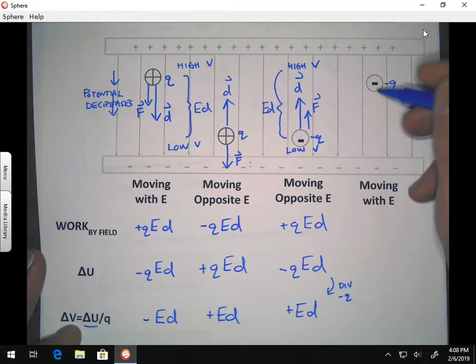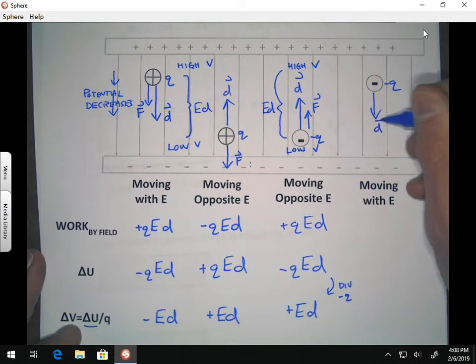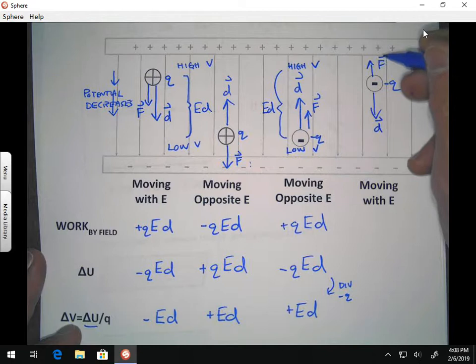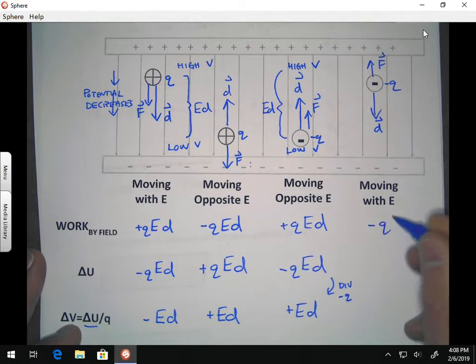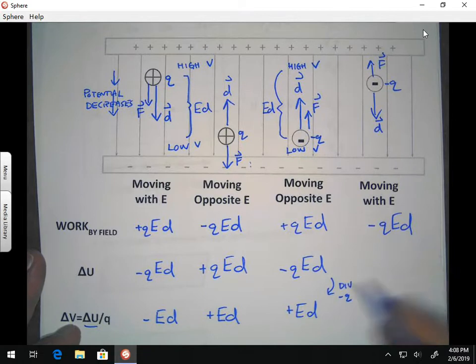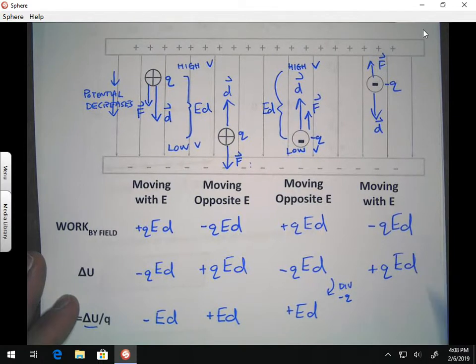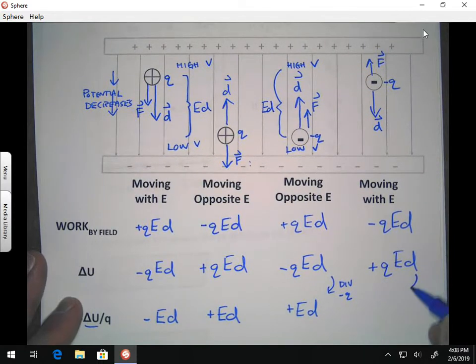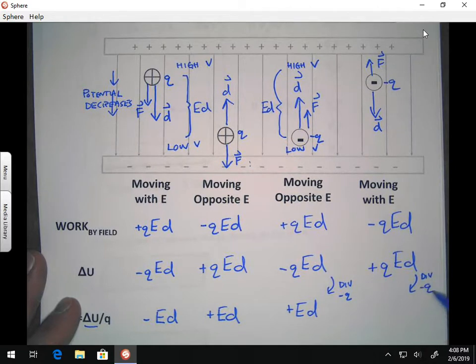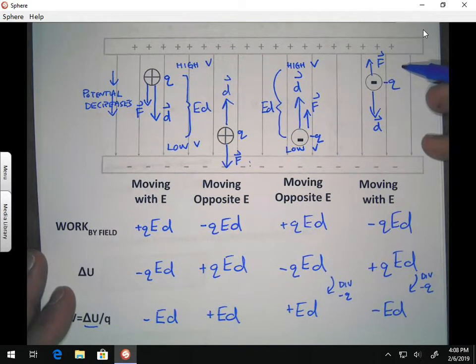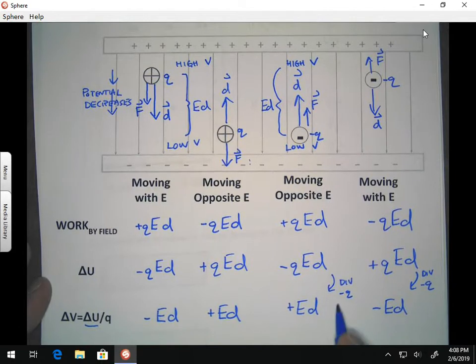Let's do the last case here. Negative charge goes down, force goes up. In this case, you would have negative work done by the field. The change in potential energy would be an increase, so that's positive QED. But if you divide, again, by negative Q, you end up with a decrease in potential. So the long story short is whenever you move with the field, the potential is going to decrease. There's a little bit of a trick here because you're dividing by negative Q in these two cases.